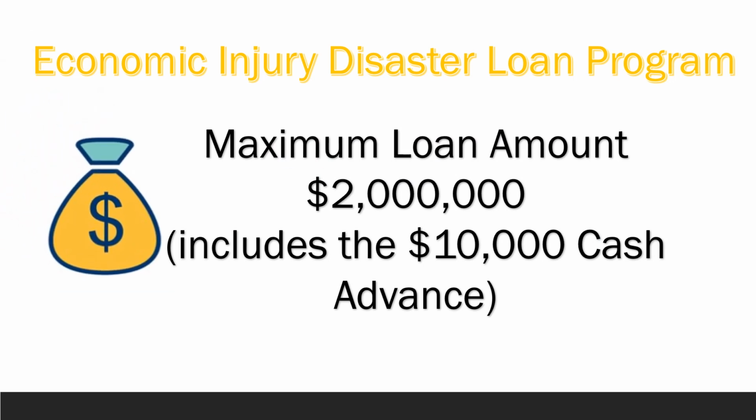The Economic Injury Disaster Loan Program has a maximum loan amount of $2 million, which includes a $10,000 cash advance, which is a grant. Now, what we've been seeing is that if you're a sole proprietor, they're giving you $1,000. If you're a business with employees, they're giving you $1,000 per employee. So if you have 10 employees, they'll give you a $10,000 cash advance, and that cash advance is a grant and it's not a loan. Anything above that $10,000 becomes a loan.